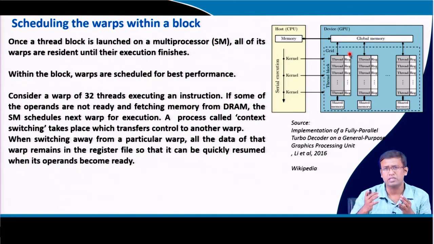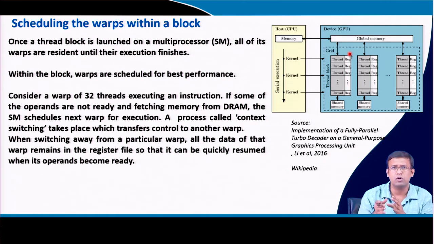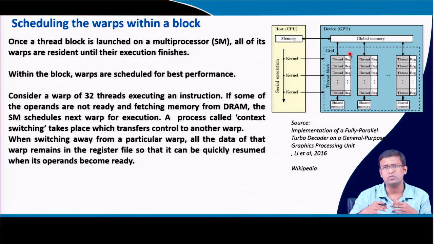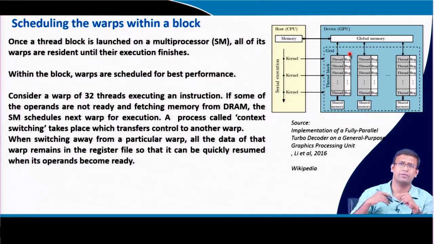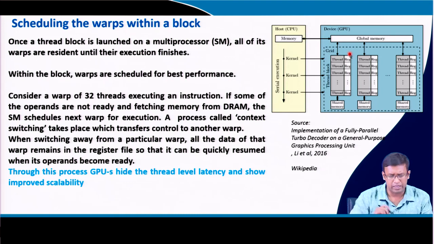Register of a particular thread, once a thread is resident, its register is active. So as soon as it is ready, its registers are populated from the device memory. The other warp, whose threads are searching from memory, goes into the background, and the previous warp comes in and is activated. In this way, a number of warps can work concurrently, hiding their latency. Once one is looking for memory, the other warp will be active. And through this process, the GPUs hide their thread level latency and show improved scalability.